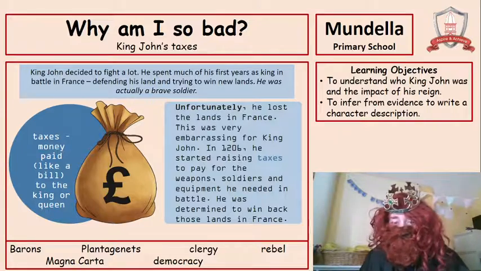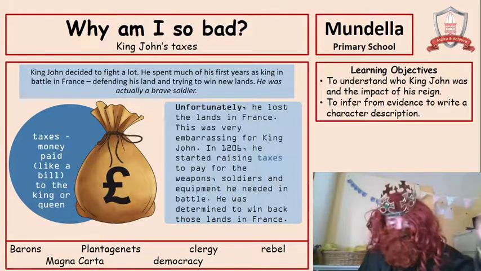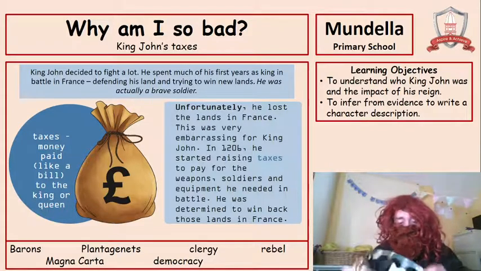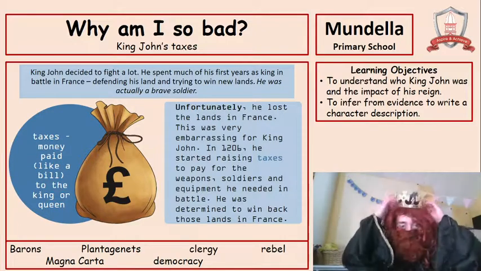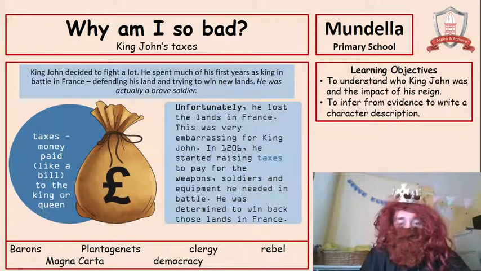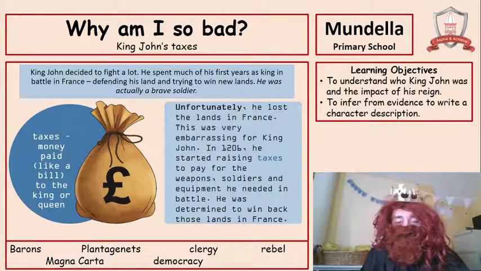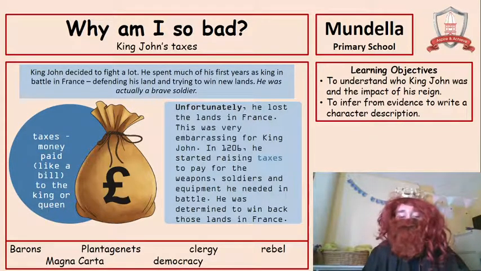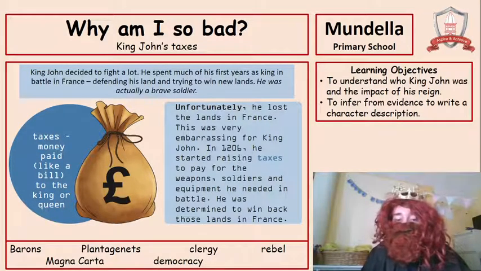And in 1206, 7 years after I took over, I decided that the people must pay. My crown fell off. I'll have to buy another one. The people must pay. So I started raising taxes to pay for weapons, soldiers, and equipment I needed in battle to win. And I was determined to win back those lands in France.